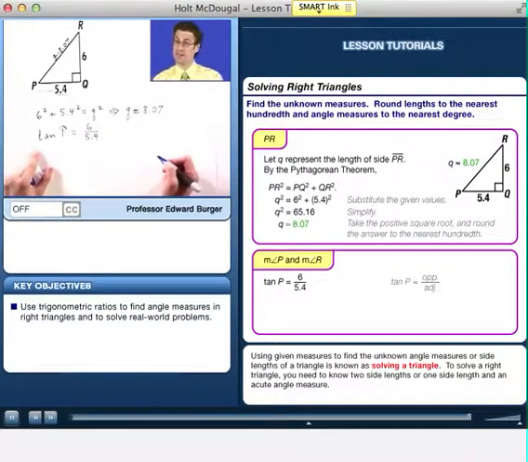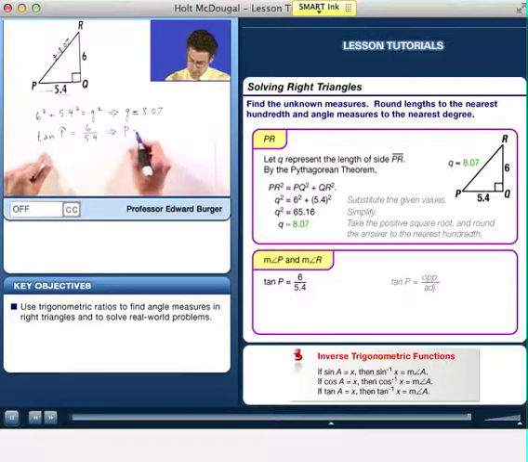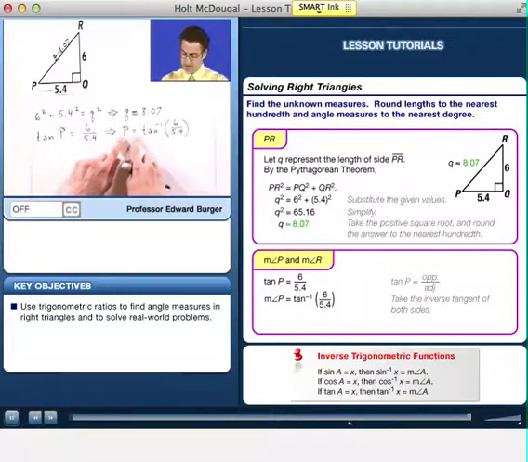All right, now here it's sort of peculiar because I know what the tangent is, but I don't know the angle. So I use the inverse tangent function. And so what that tells me is that P equals the inverse tangent of 6 over 5.4. Right? Let's think about that. P equals the angle whose tangent is 6 divided by 5.4.